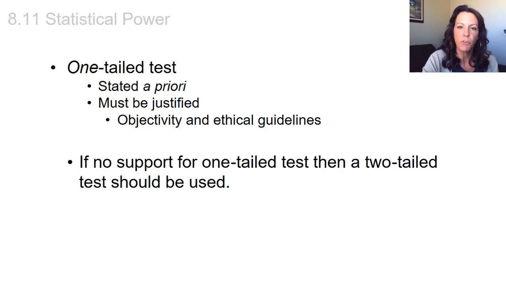If there's no support for a one-tailed test, meaning no strong reason to think that my result is going to be in one tail or the other, then a two-tailed test should be used for sure. And one more note, you could choose to do a two-tailed test even if you have that strong reason to think it should be in one tail or the other. We do this in order to make it a more rigorous test. So that's perfectly acceptable. You can do a two-tailed test when a one-tailed test is warranted. But if you don't have support for a one-tailed test, you don't want to do the one-tailed test.